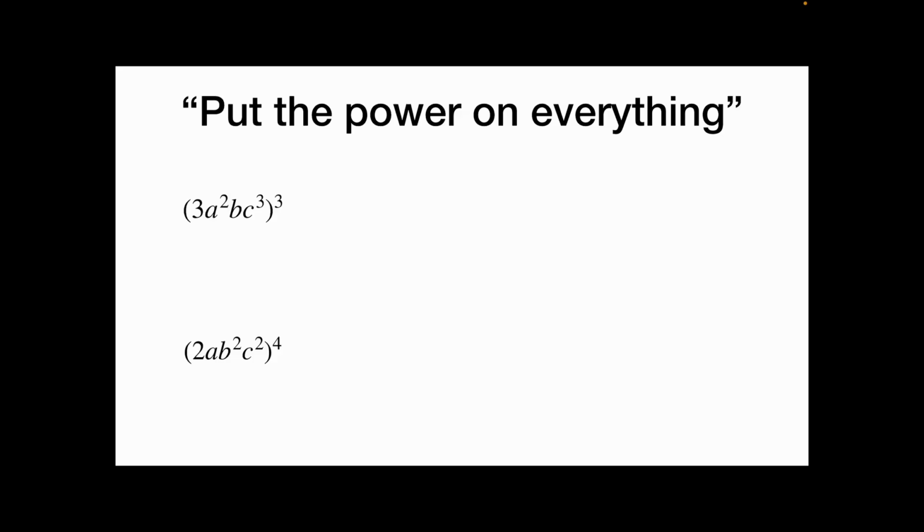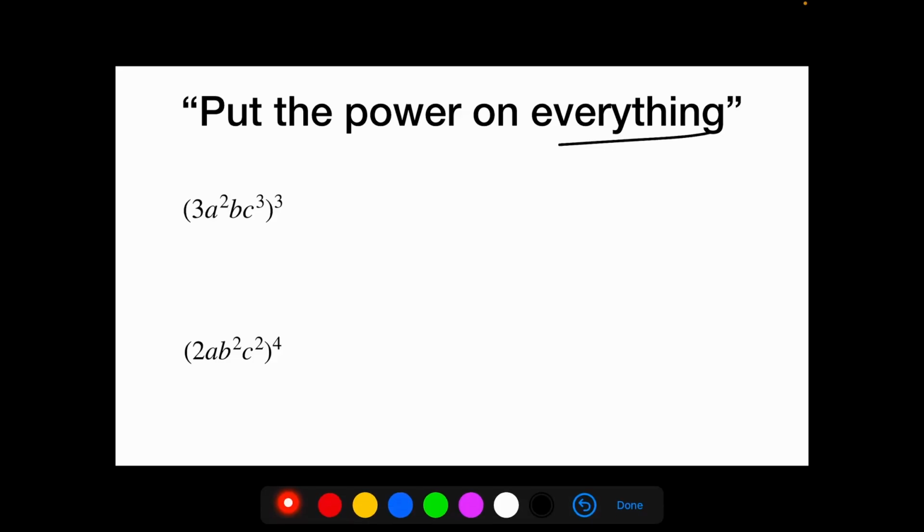We're going to do another really quick one, a bit of algebra that comes up a lot, worth a couple of marks. Let's take a look. Put the power on everything. So what do I mean by that? Here's our question. We've got a bracket with lots happening inside: 3 times a squared times ab times c cubed. All of this stuff inside, we're going to cube it.